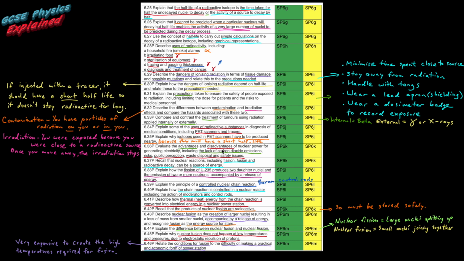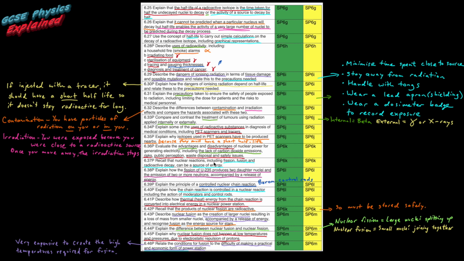Evaluate the advantages and disadvantages of nuclear power for generating electricity. So the advantages are the lack of carbon dioxide emission, and the disadvantages would be the risks, the public perception, and the waste disposal and safety issues.